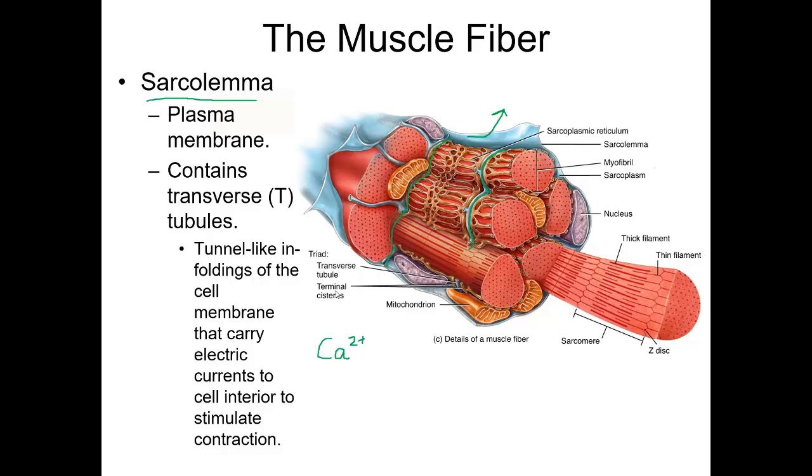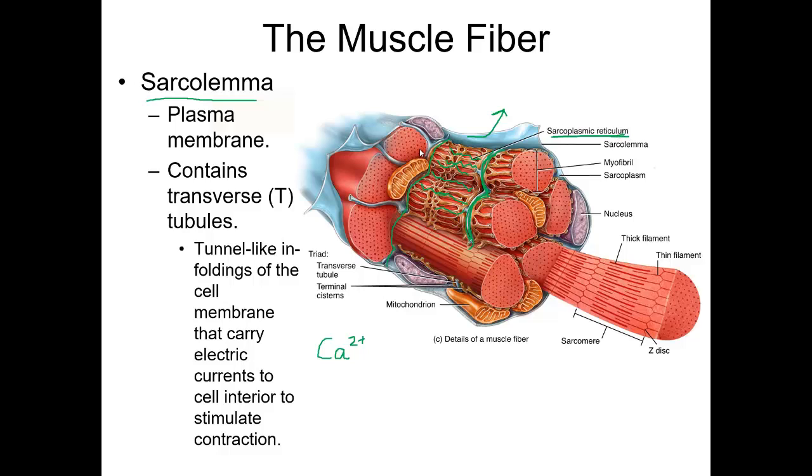Now you'll see here in brown a whole bunch of these striations, right? That is the endoplasmic reticulum of the muscle fiber. That is called the sarcoplasmic reticulum, and that holds the calcium ions as well. Now the T-tubules are the gates. The sarcoplasmic reticulum is storing the calcium ions, and the T-tubule is the gate to releasing the calcium ions.